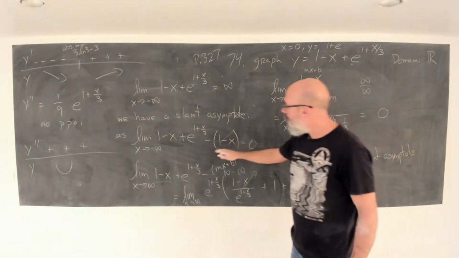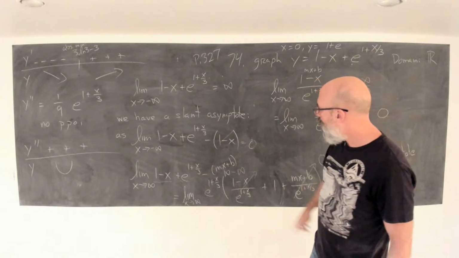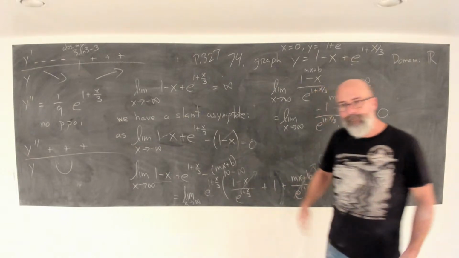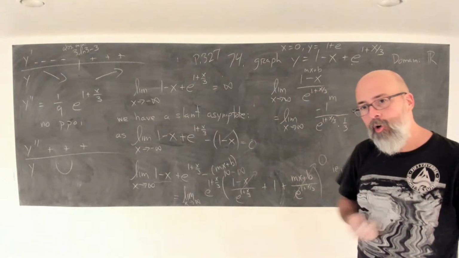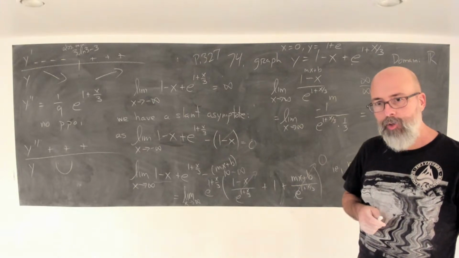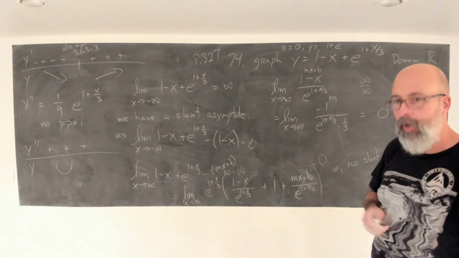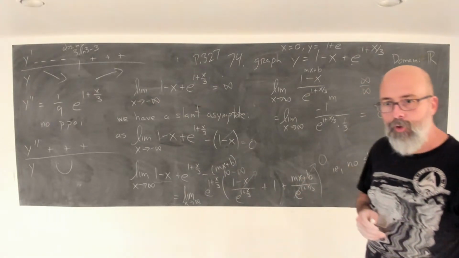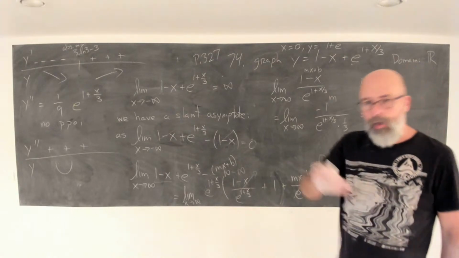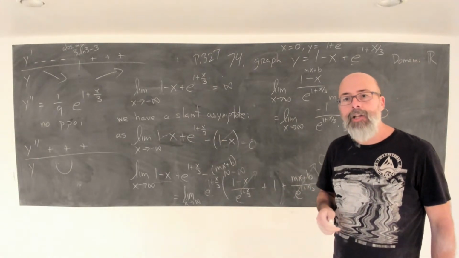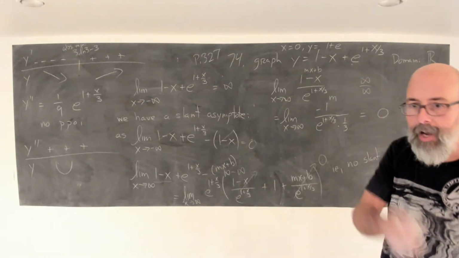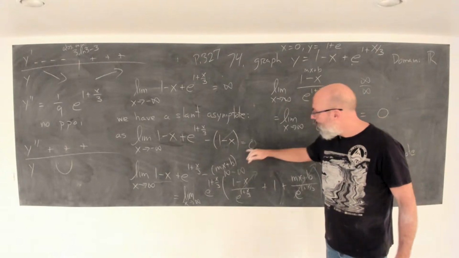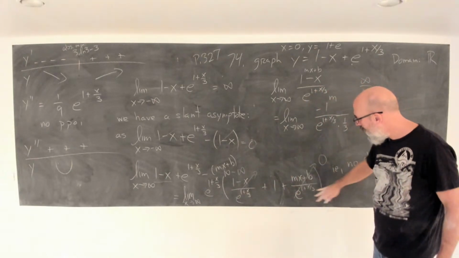All I'm saying is, since this limit was infinity, we could search for a slant asymptote. That's exactly the situation when you would search for a slant asymptote. You can define an exponential asymptote, and then you'd have one here, exactly. So you search for a slant asymptote when you have a limit of infinity, which we had here.